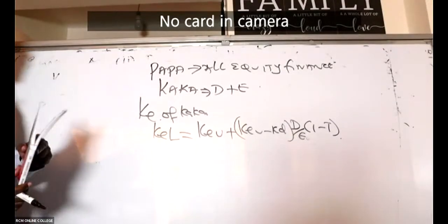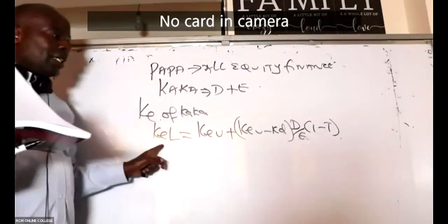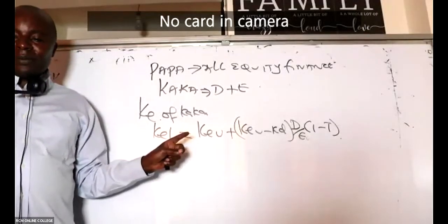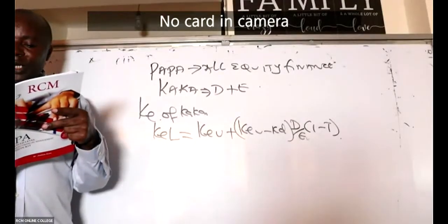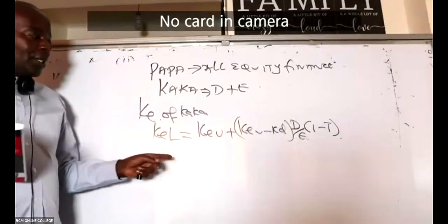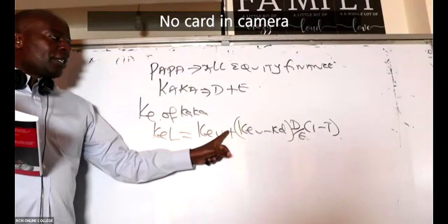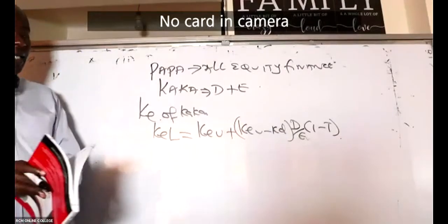Now, ladies and gentlemen, the other thing you're supposed to know. First of all, are we together regarding this formula? This is a very important formula. I showed you yesterday this pretty great formula. If you can remember, KL equals KU. KU is cost of equity unlevered. All right. Yes. Thank you very much.